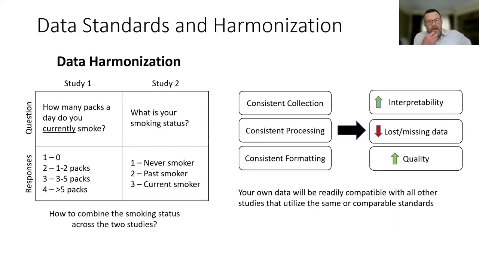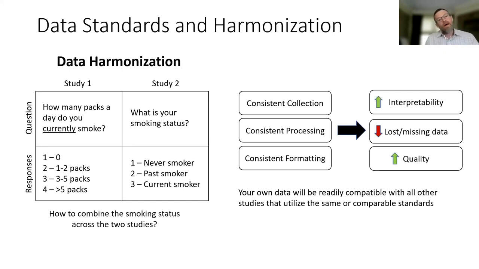So this is another general case, but it pops up a lot when we talk about some environmental factors like smoking. And it presents a good, clear way of explaining why it's really, really important to have clarity on what the data you're collecting is. So here's an example of two studies where smoking was one of the environmental variables that was studied. In study one, participants were asked a question like, how many packs a day do you currently smoke? And the answers were coded 1, 2, 3, 4, with 1 being 0 packs, 2 being 1 to 2 packs, 3 being 3 to 5 packs, and 4 being more than 5 packs a day.